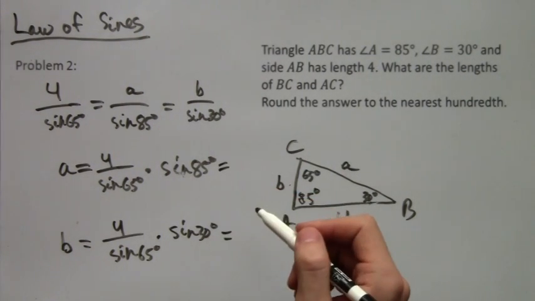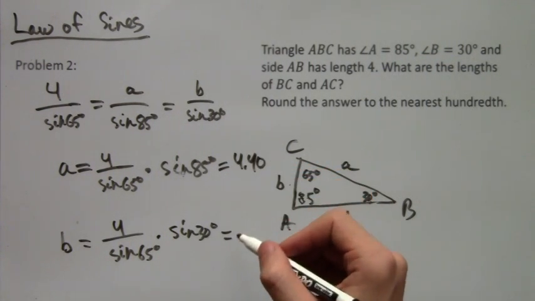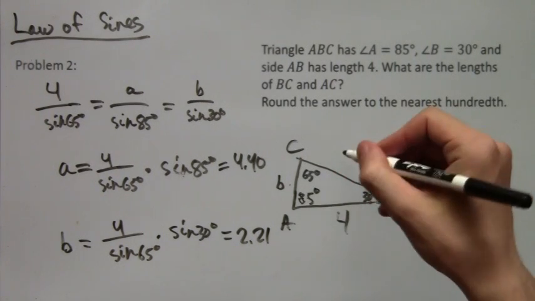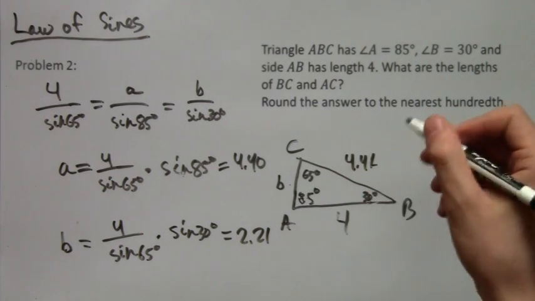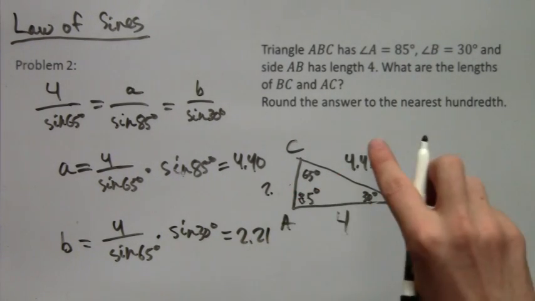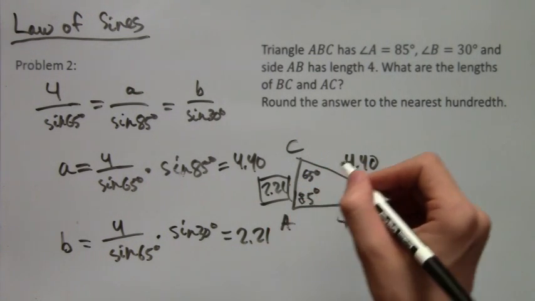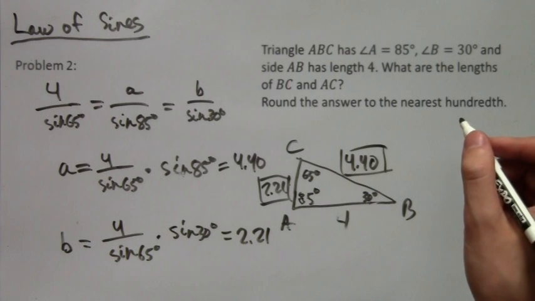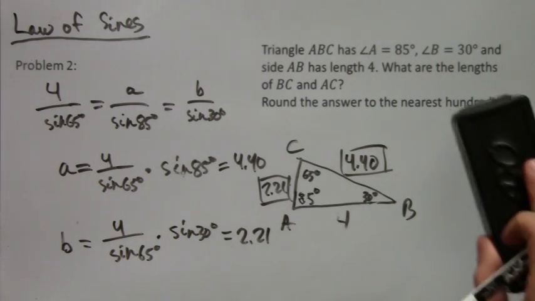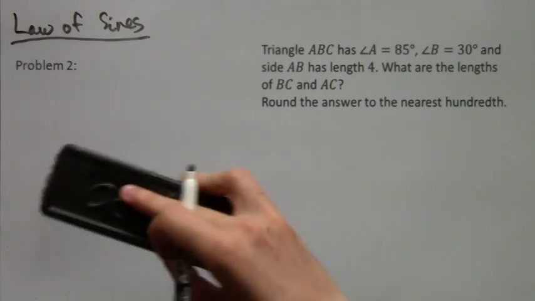And so I do just that. I already have the calculations prepared. And get 4.40 for a and 2.21 for b. So now I'm just going to label it on the diagram. It's 4.40 and 2.21. Those are our answers. Alright, that's great. So now let's just do one more problem and really get the law of sines.